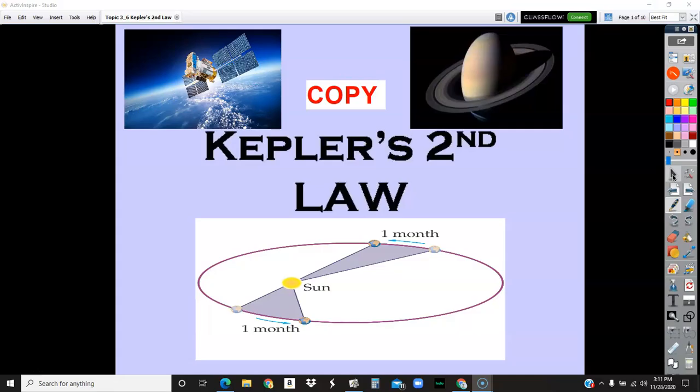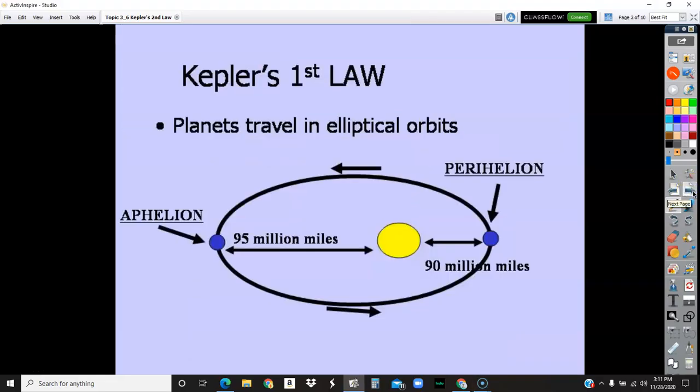We're going to pick up where we left off last week. We covered Kepler's first law, so in this video we're going to cover Kepler's second law, which is called the law of equal areas. So this is just a review of the first law.